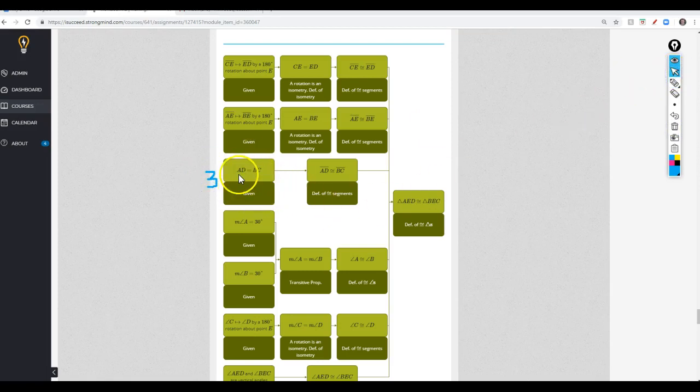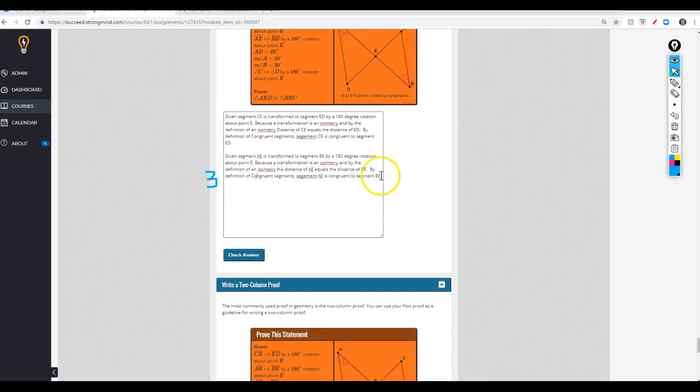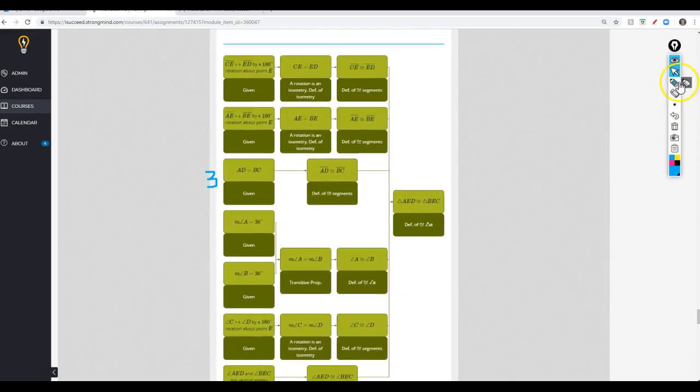So, given that the distance of AD is equal to the distance of BC. Given the distance of AD equals the distance of BC. Okay, and then it goes to here.